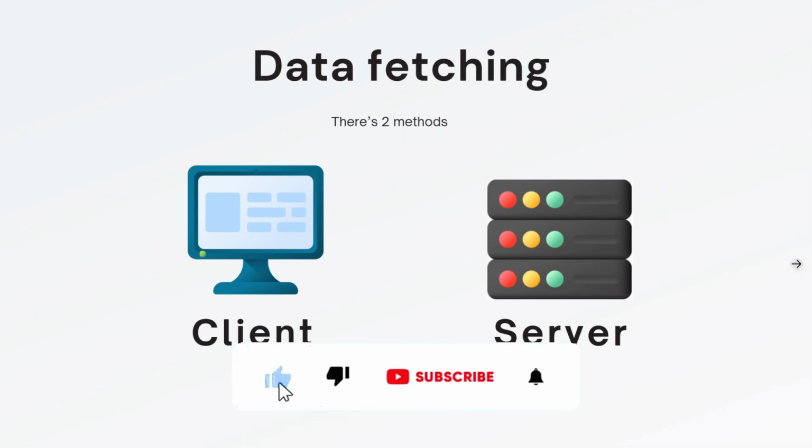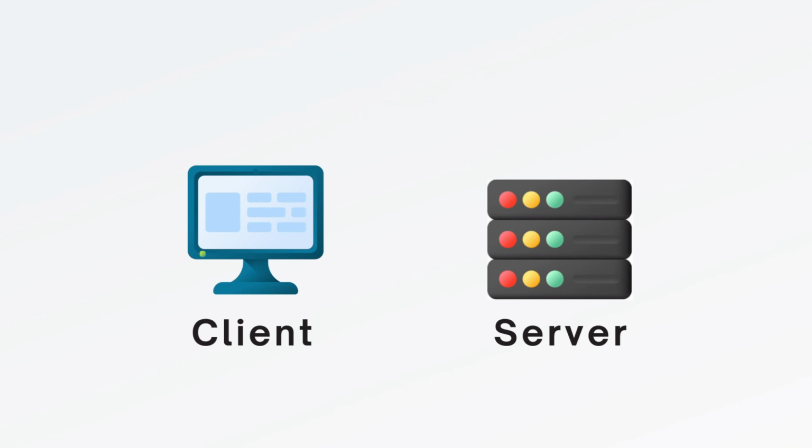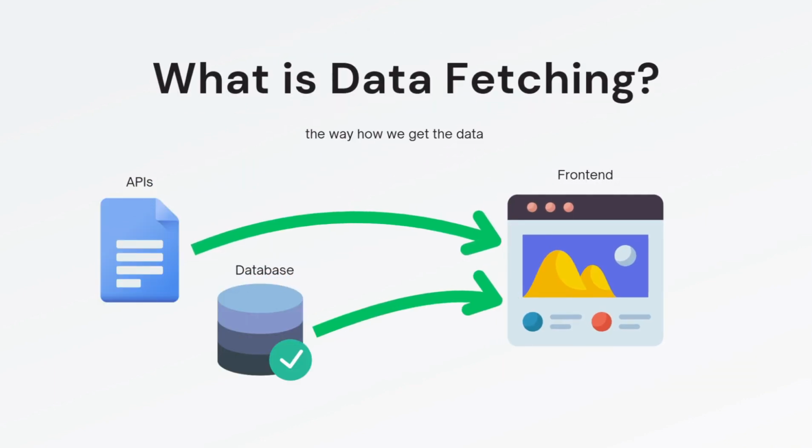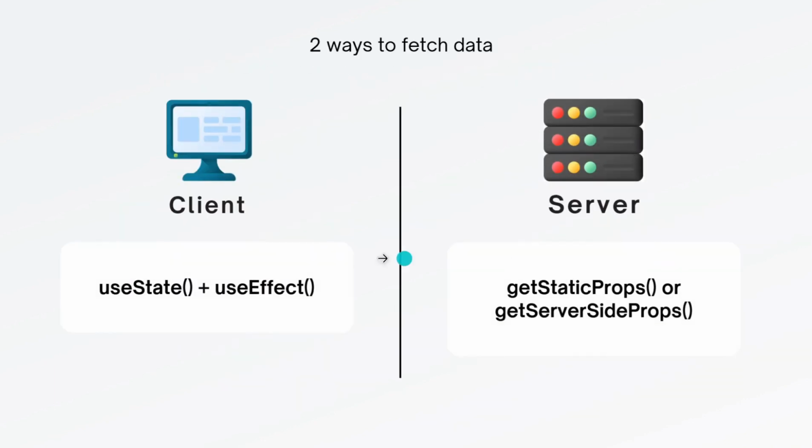Alright, in the next part, let's dive into a fundamental concept every developer needs to master: data fetching. Data fetching is the way we get the data that our apps rely on, either from APIs, databases, or other services. In Next.js, we have two ways to fetch this data: client-side fetching using hooks like useState and useEffect, and server-side fetching either at build time with getStaticProps or on each request with getServerSideProps.